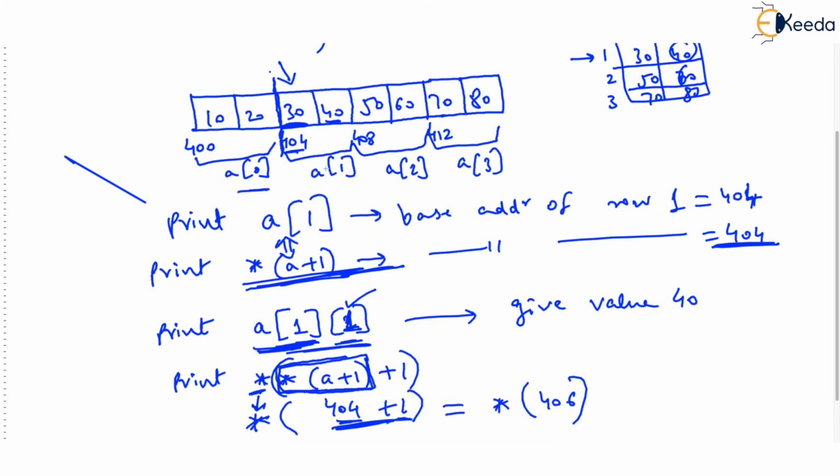And just note, 406 is indeed the address of 40. So at that address, what is the value stored? 40, and we get that value. What that means is writing A[1][1] is same as writing this notation, which I am right now underlining.